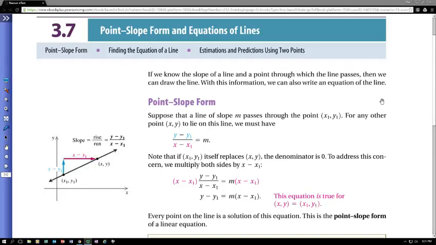Chapter 3, Section 7, the point-slope form and equations of lines. So we're going to do a couple things here. They're really just going to try to pre-solve the slope formula. They're going to do more than try to. They're going to solve the slope formula for, not really for y, but they're going to put it into a simpler form to work that out.